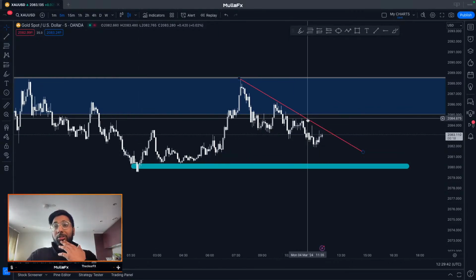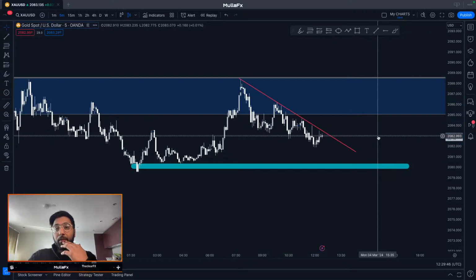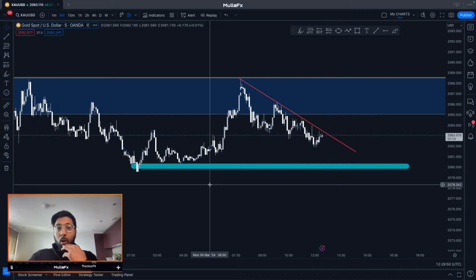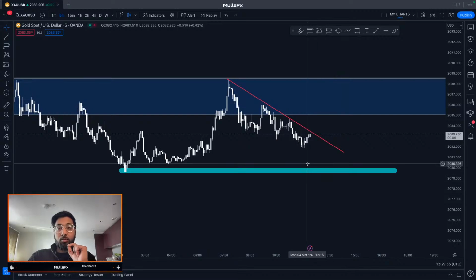So at the moment, this trend line is horrible, by the way. This trend line is horrible. Right there. There we go. So at the moment, I'm waiting for either a bounce off a trend line or a break of structure right here. This is the break of structure that I'm waiting for. This is what we're waiting for, guys.